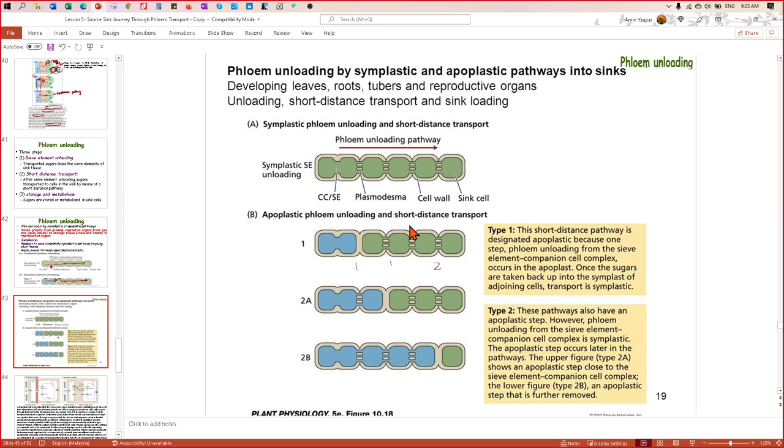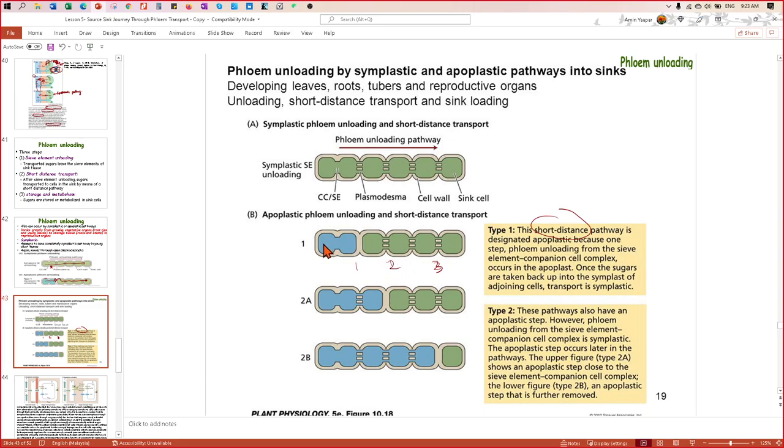1, 2, 3. This is only more or less very few cells here. So that's why it's called the short distance. Okay. And what about the other two types? How do they actually differ?